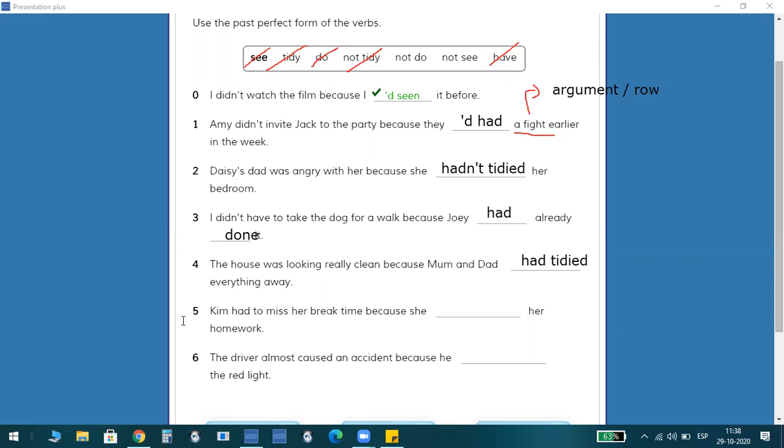Why did she miss her break time? Hadn't done. Thank you, Javi. Hadn't, again. Hadn't done her homework. Yes. So lastly, we have hadn't. Here, the driver almost caused an accident because the red light.